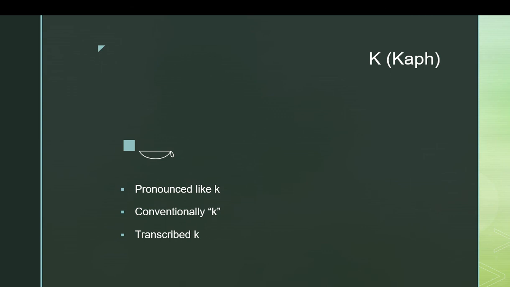Then you have Kaf, not to be confused with Qof. Pay attention to the vowel, which is just a K. It's represented with this little bowl with almost like a handle kind of thing on it. Pronounced like a K, transcribed like a K. Quite simple. And then we have G, Gamal.